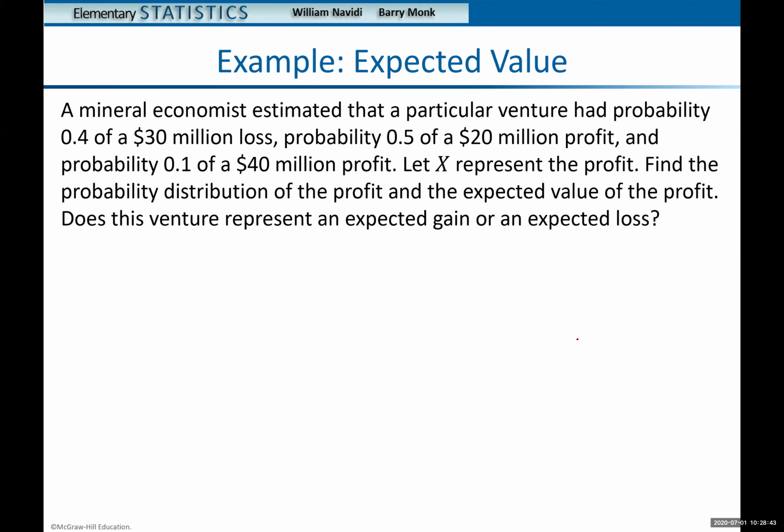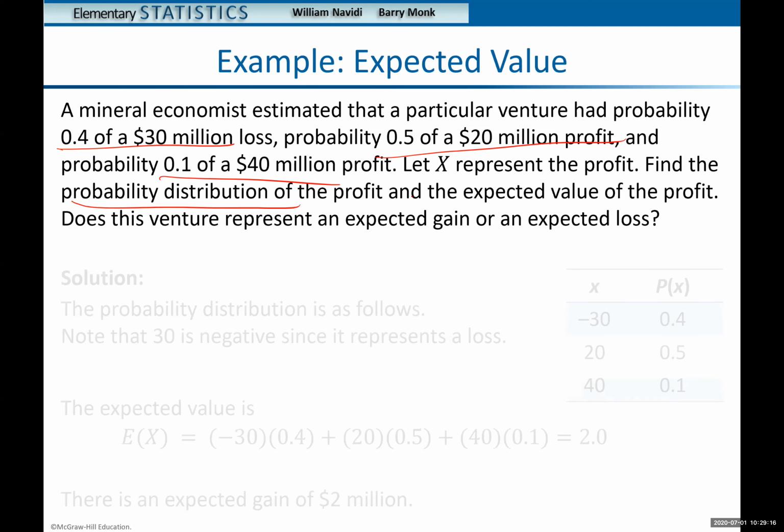mineral economists estimated that a particular venture had a probability of 0.4 of a 30 million loss, a probability of 0.5 of 20 million profit, and a probability of 0.1 of 40 million profit. Let X represent the profit. Find the probability distribution of the profit and the expected value of the profit. So find the probability distribution. It's just like our X and P of X.